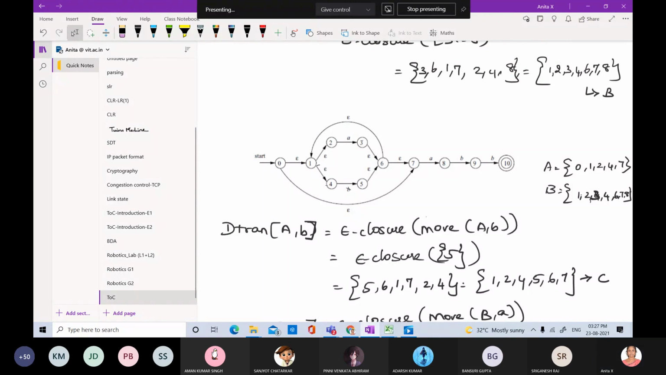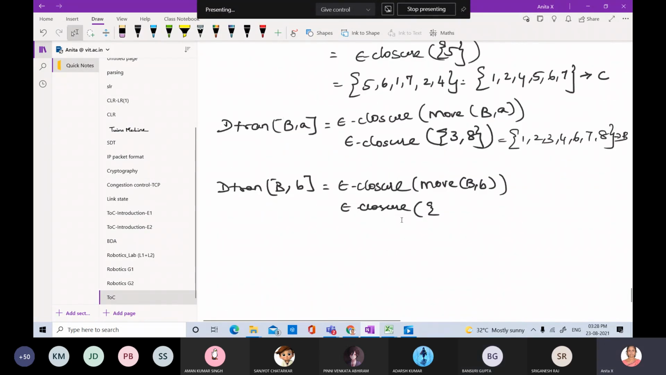Say yes or no. No, ma'am. From 2, is there any transition on input symbol B? No, ma'am. 3, no, ma'am. 4. Yes, ma'am. I am having a transition to 5. So 5 will be included, right?